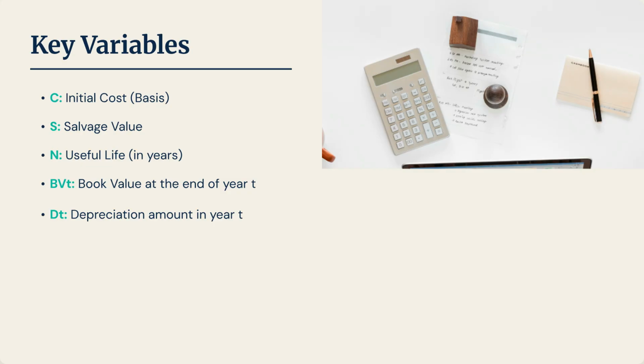C is the initial cost. S is the salvage value. N is the useful life in years. BVT is the book value at the end of year T, and DT is the depreciation amount in year T.